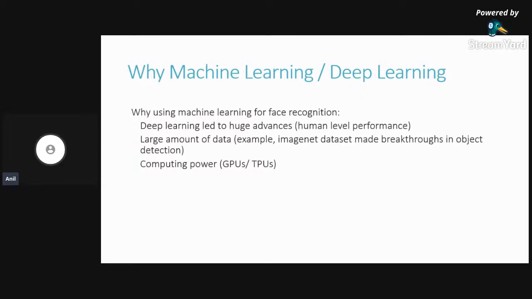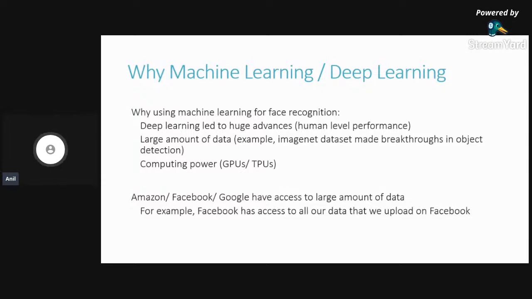That means we have easy access to GPUs and TPUs, and even Google has released free access to GPUs and TPUs through Google Colab. So people can start working with these technologies very easily without spending too much money. For example, Amazon, Facebook, Google, these tech giants have access to a large amount of data, and that's why we can say that. For example, Facebook has access to all the data that we upload on Facebook.